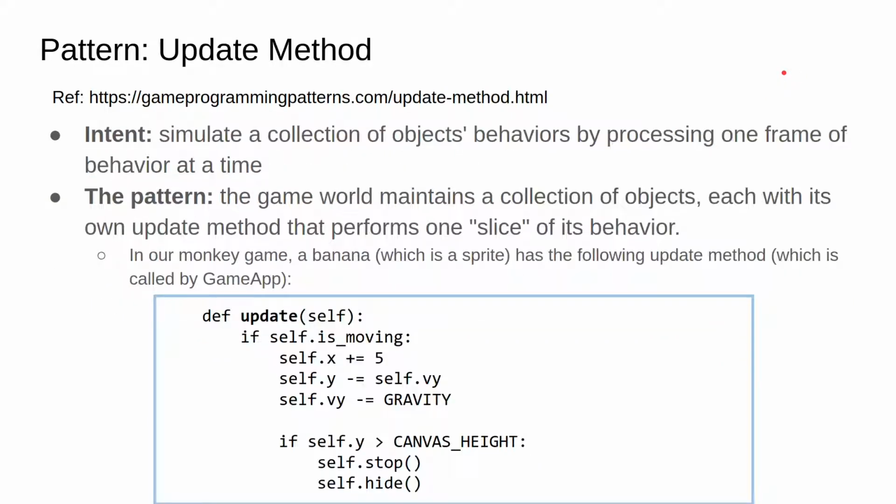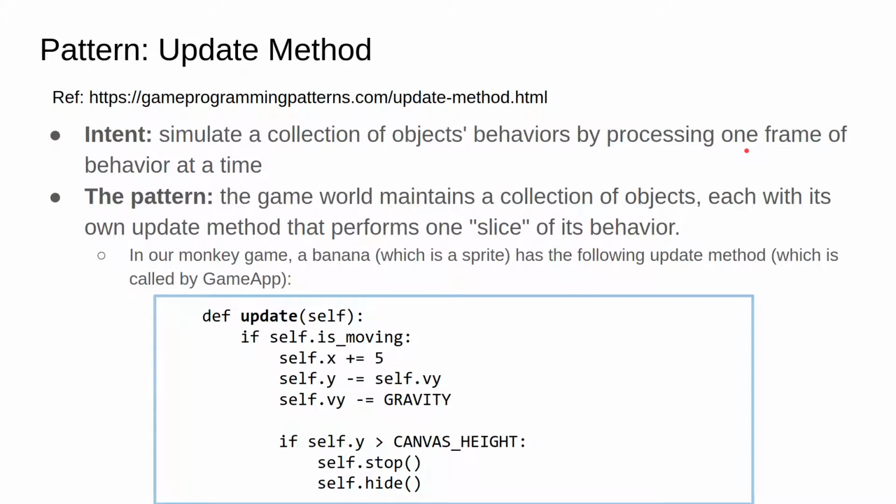The other patterns that we've used is the update method. Okay, so with this pattern, every object in the game needs to update its states. But how are you gonna organize the state update procedure for every object? The update method pattern tells you that you should implement the update method for each of the objects, and this update method works by simulating the behavior of the object by processing one frame, just one step.